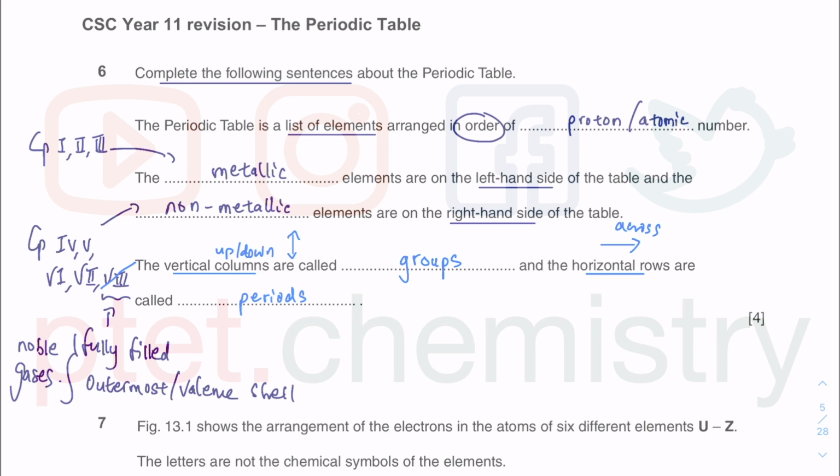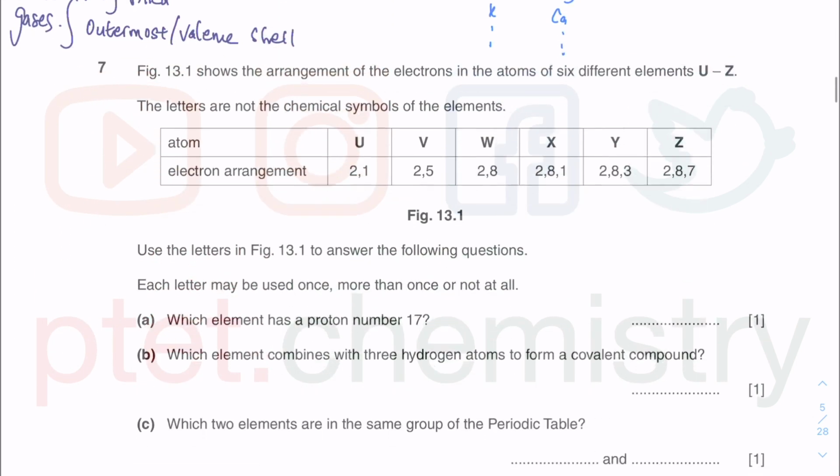Group 1 would be like lithium, sodium, potassium, etc. That is called group 1. Group 2 will be like beryllium, magnesium, and then calcium, etc. For those 4 marks, you really should be scoring that if you know your periodic table.